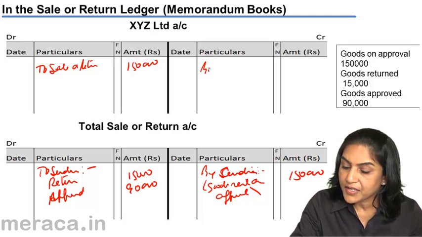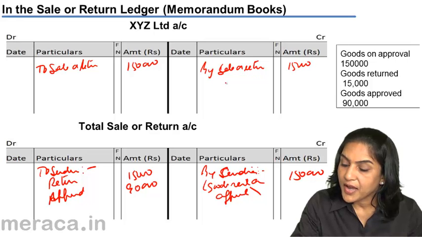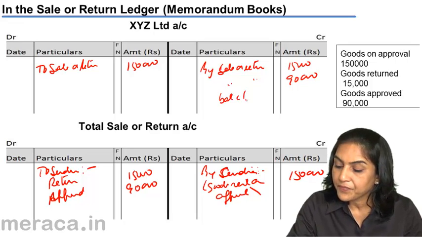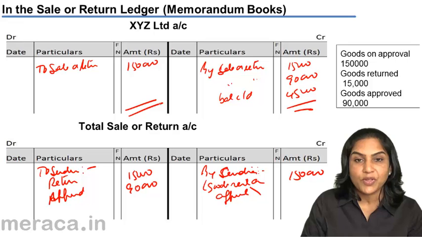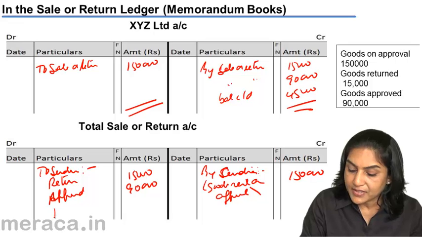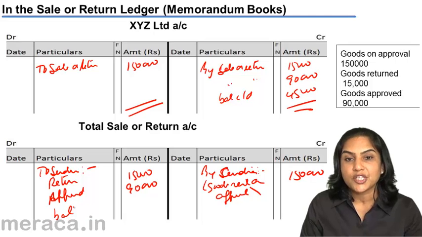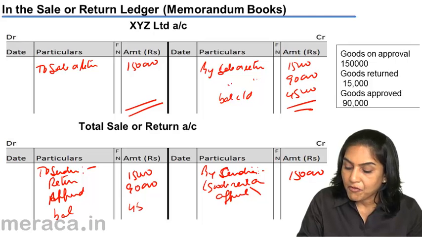This is posted here as by sale or return in XYZ's account 15,000 and again sale or return 90,000. The balance in XYZ's account would be 45,000, representing the stock of goods lying with XYZ Limited but at selling price. The same balance is reflected here, only XYZ's account would have a debit balance, the total sale or return account would have a credit balance, amount being the same, 45,000.